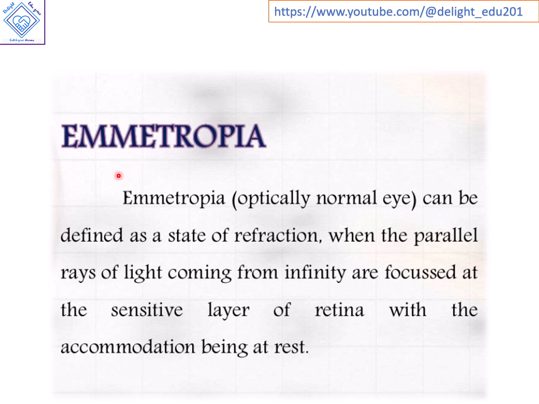First of all, emmetropia. What is emmetropia? Emmetropia is the optically normal eye. That is, normal vision is what is called emmetropia. It can be defined as a state of refraction when parallel rays of light coming from infinity are focused at the sensitive layer of the retina with accommodation being at rest. So that is the term known as emmetropia.